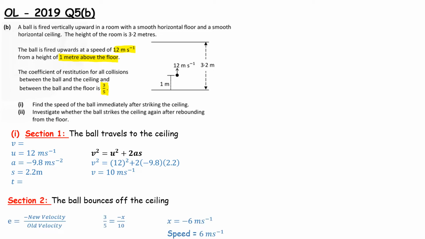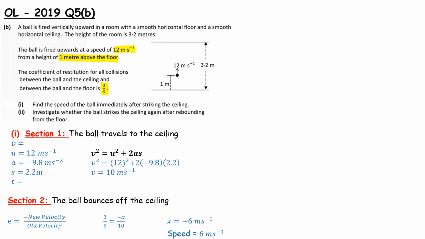The second section is the bounce off the ceiling. I'm going to use Newton's law of restitution, which is E equals minus new velocity over old velocity, or whatever version you want to use. I'm going to let x be the new velocity. So E, 3 over 5, is equal to minus the new velocity x over the old velocity, which was 10. Working that back, we get x equals minus 6 meters per second. That means it's going in the opposite direction. We took up as being positive, so it's telling us it's going back down, which makes sense because after it bounces off the ceiling, it's going to come down.